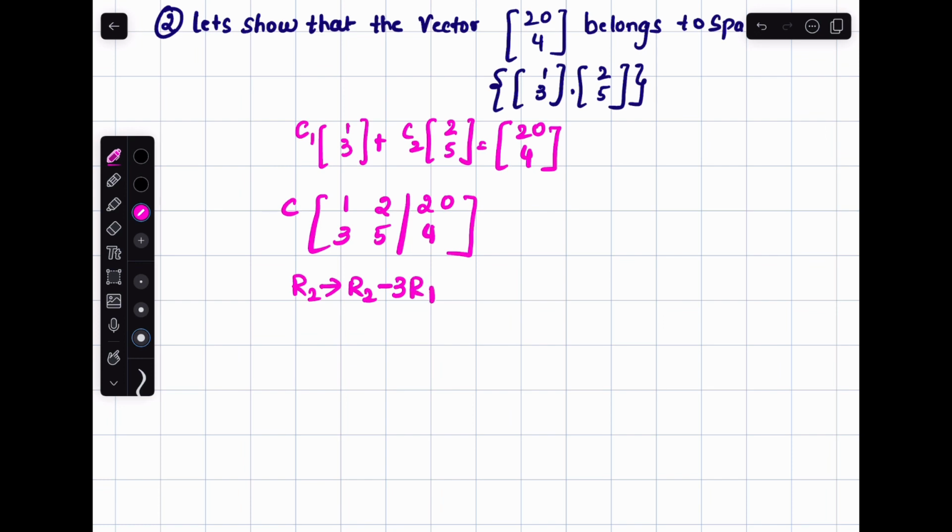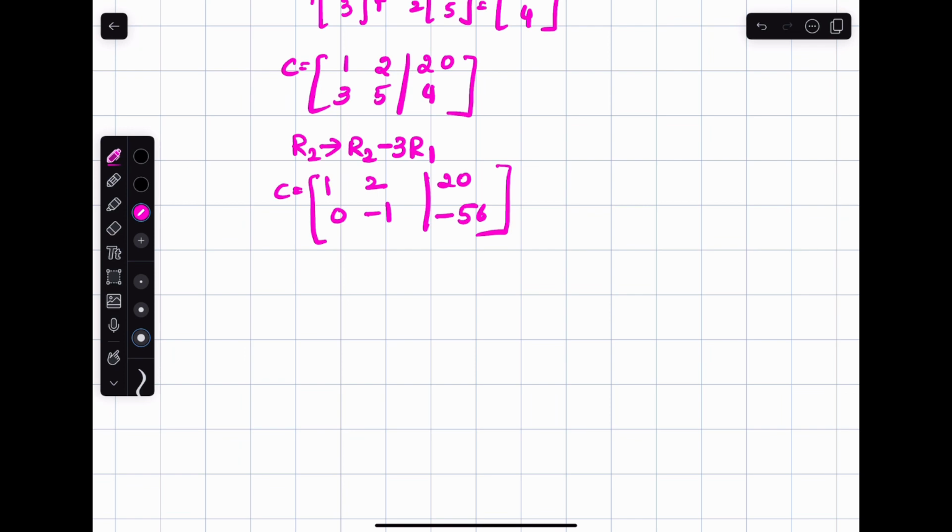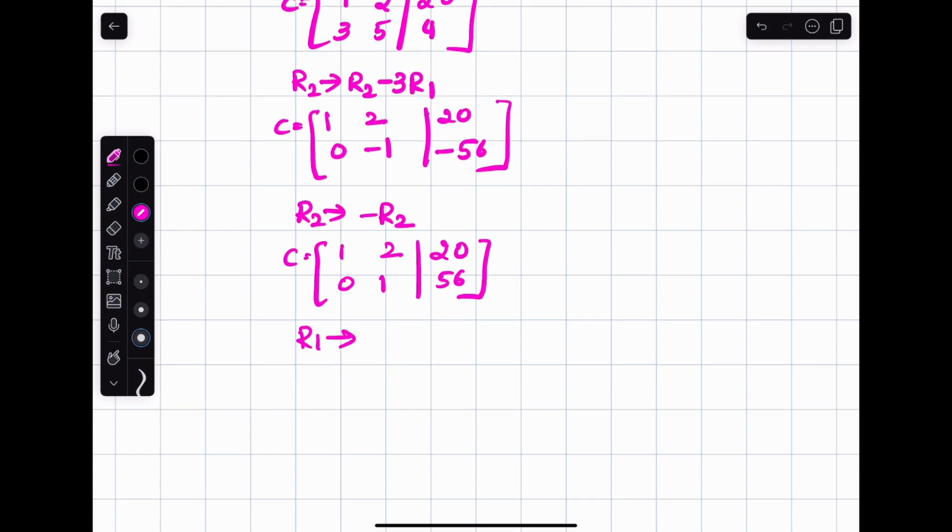So row 2 changes to row 2 minus 3 times row 1, and the matrix will be 1 2 0 minus 1, this will be 20 minus 56. All right, now I will apply row 2 changes to minus 1 times row 2. I'm just making it positive, so it is 1 2 0 1 20 56. Okay, now let me check for row 1. Let me change row 1 to row 1 minus 2 times row 2. So I will get the matrix as 1 0 0 1, and minus 92, and 56.